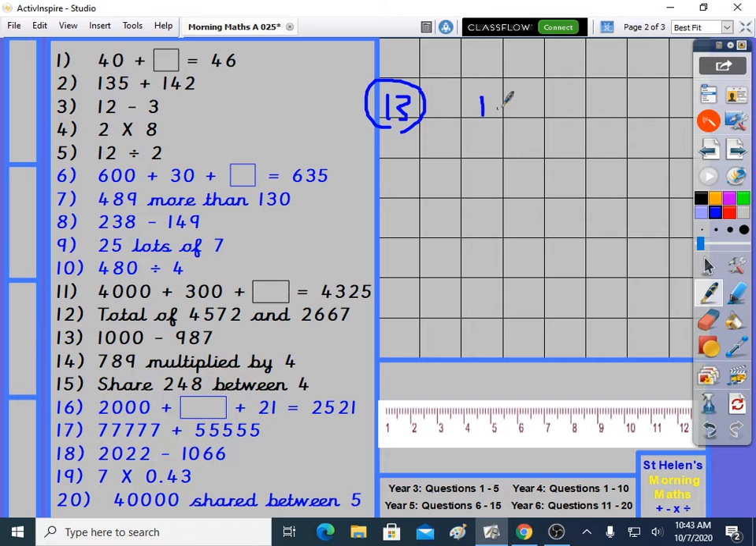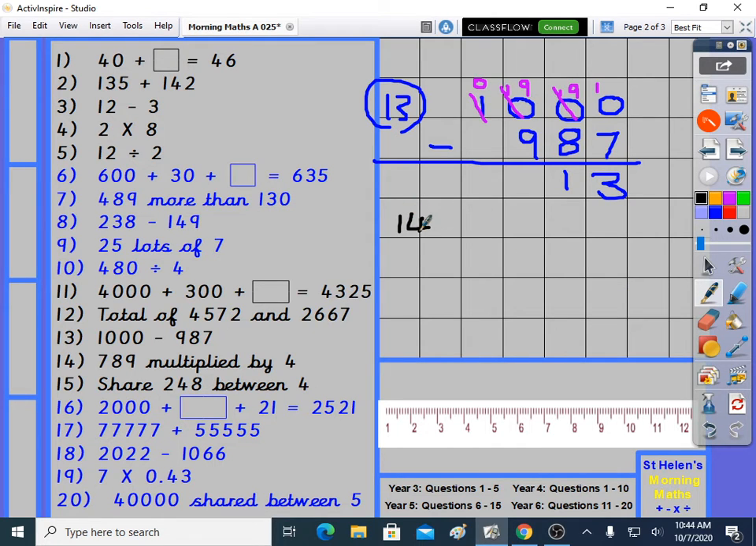A 1,000, take away 987. Remember, you can pause the video if I go too fast. This will be, if you know number bonds to 1,000, which is pretty hard, but this will be 13, I believe. Let's do the borrowing. 0 take away 7 we can't do. So we borrow all the way along, or we take all the way along. You get to 10, take away 7 is 3. Now it should work. 1, 0, 0.